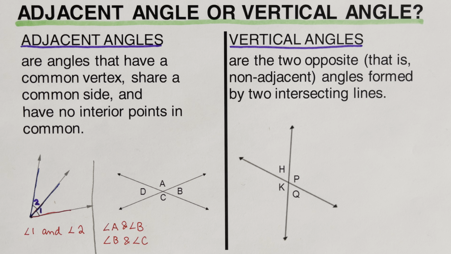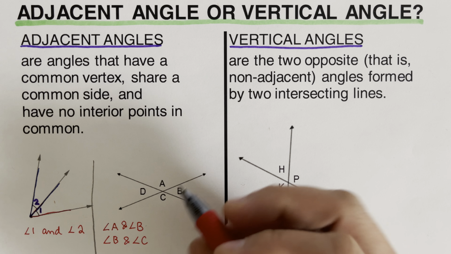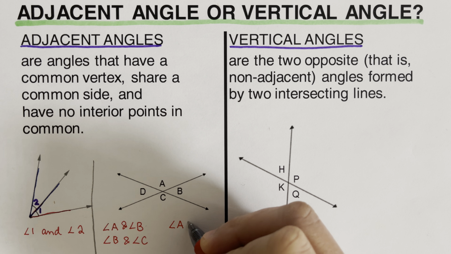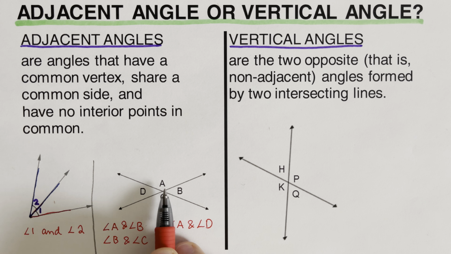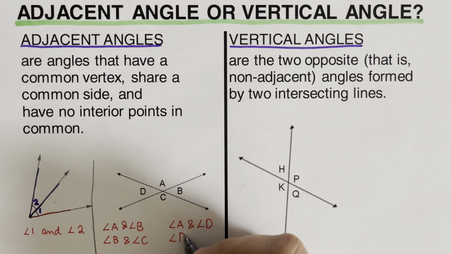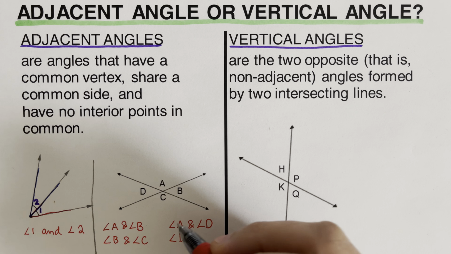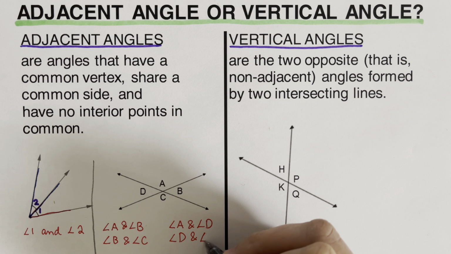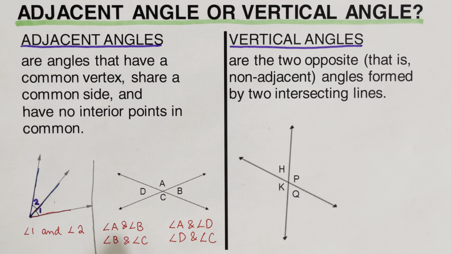Okay, so we go over the problem here. We have A and D, which are also adjacent, so I can pair them up. Angle A and angle D are adjacent because they're next to each other. And angle D and angle C are also adjacent to each other. So these are the four pairs of angles that are considered to be adjacent.